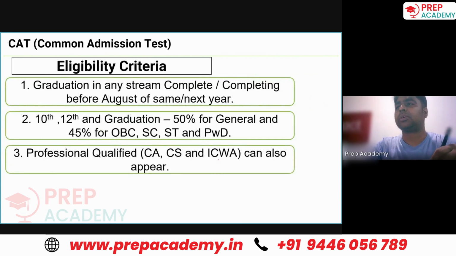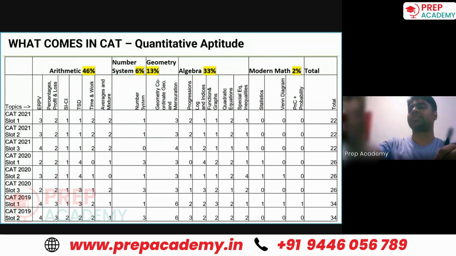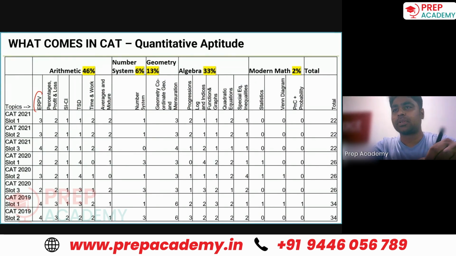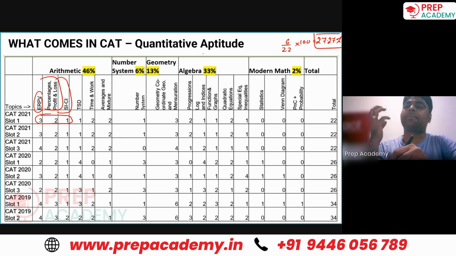Now, the major thing I wanted to discuss with you in quantitative aptitude is this. What did we discuss? ERPV, the concept of percentage profit and loss, the concept of SICI. Can you see how many questions came out of this? 6 questions out of 22 questions. Can you find the percentage of that? That would be 27.27%, guys. So that is the weightage of this topic that we are discussing right now.